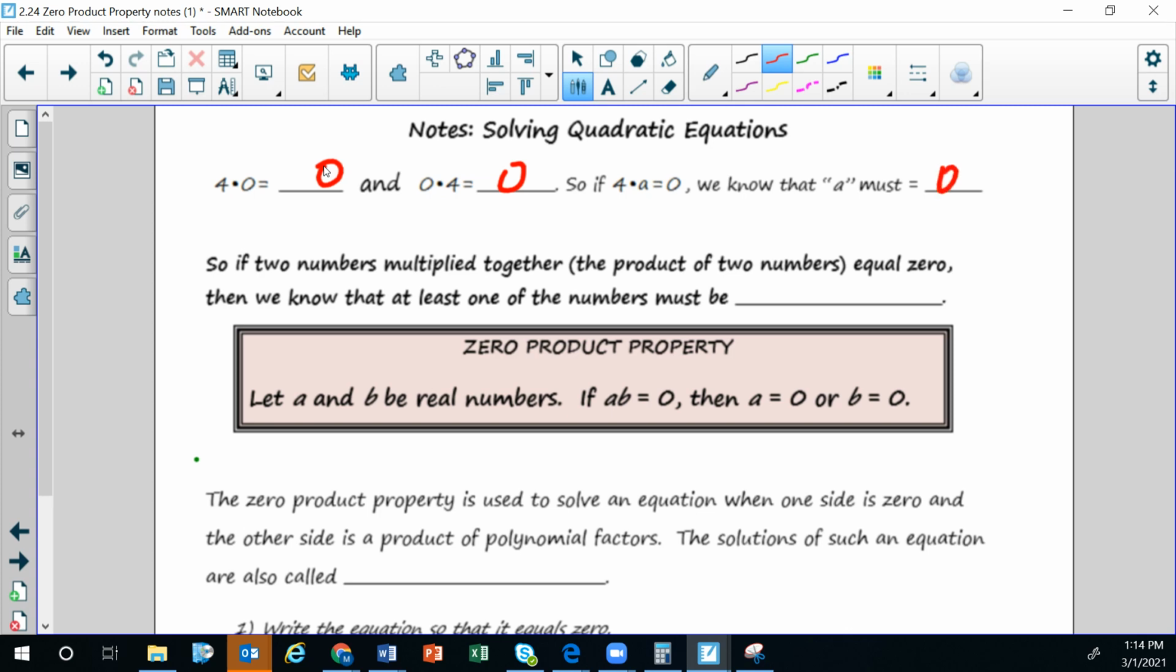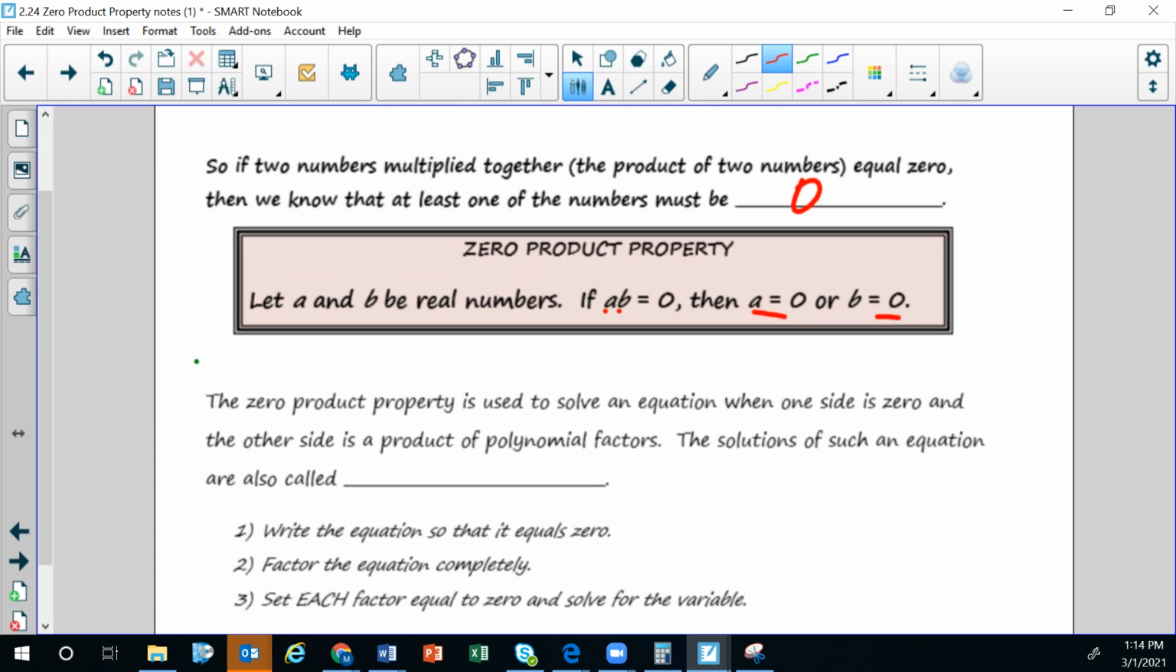So if two numbers multiply together equals 0, then we know that at least one of the two numbers must be 0. Okay? And this is called the zero product property. It states that let A and B be real numbers. If A times B equals 0, then at least A equals 0 or B equals 0. Okay? And we use the zero product property to solve quadratic equations.